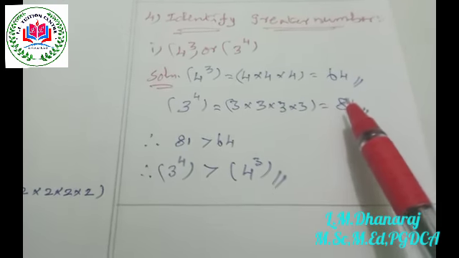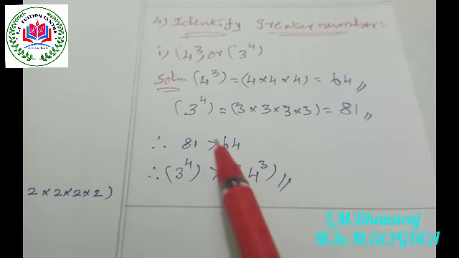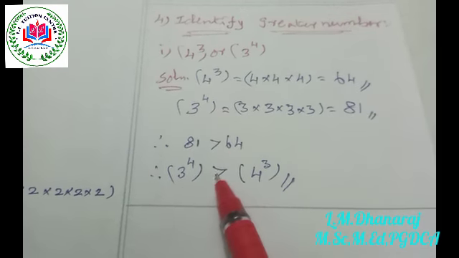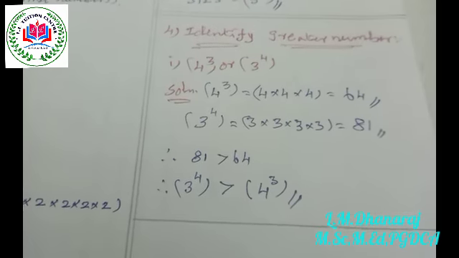So which number is greater? 81 is greater than 64. So 3 power 4, which is 81, is greater than 4 power 3.